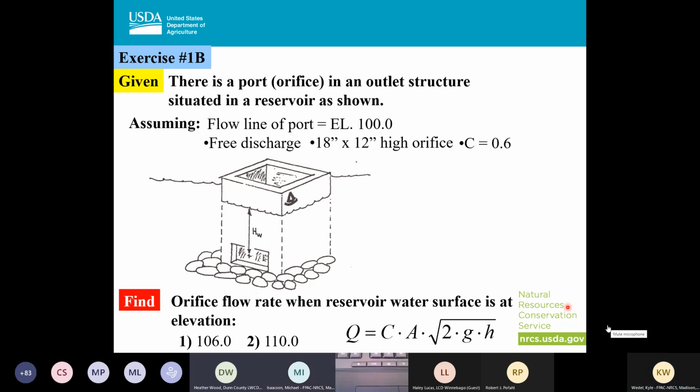Okay. And Kyle, afterwards, after this calculation, could you go over what the difference between a weir and an orifice is? We'll hit the weirs a little bit later here. Okay, I'll get to that. Okay, very good.